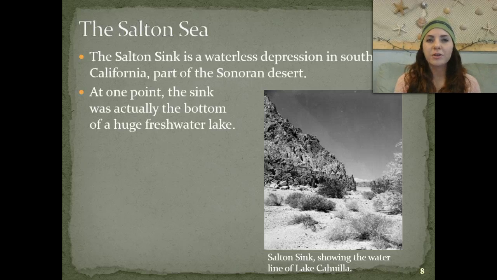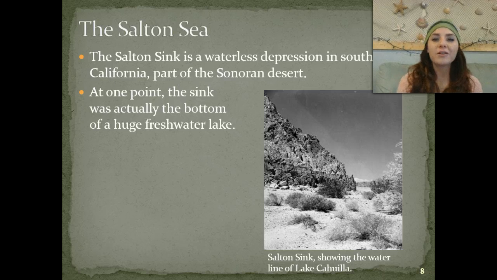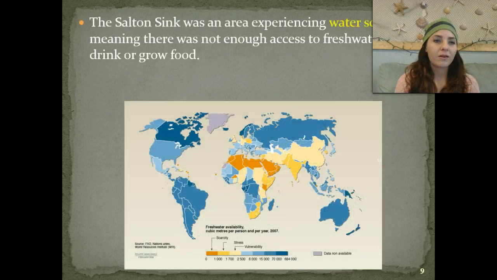One of the case studies we're going to discuss is the Salton Sea. The Salton Sink is a waterless depression in southeastern California that was part of the Sonoran Desert. At one point, the sink was the bottom of a huge freshwater lake. It was an area experiencing water scarcity, meaning there was not enough access to fresh water to drink, grow crops, or maintain livestock.